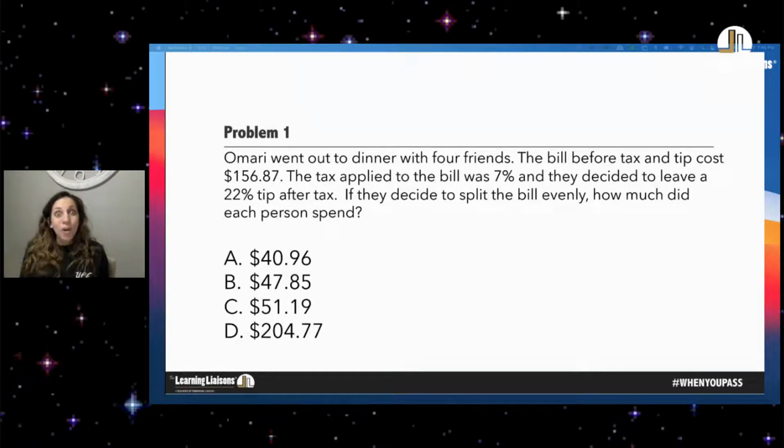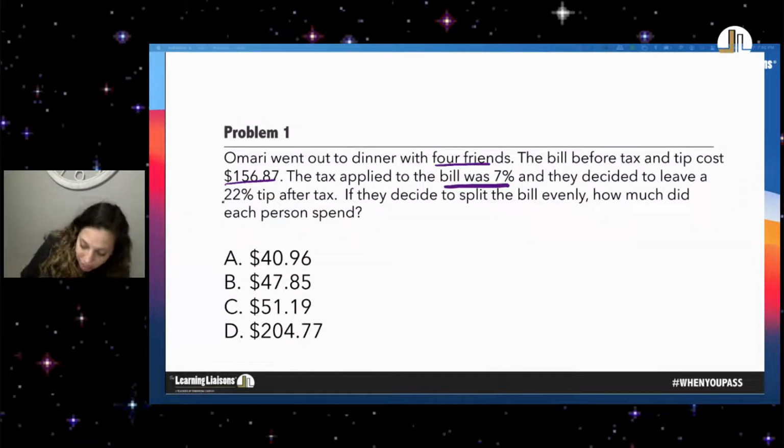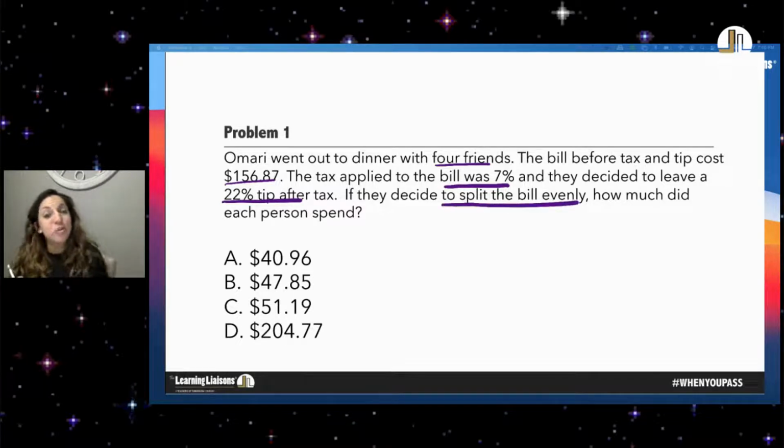Whew, there's a lot of information in this problem. We know that Omari went to dinner with 4 friends. We have the bill of just like their food, their drink. Then they tell us that we have tax. Then they tell us we have tip. And then they split the bill evenly. So what do I need to do first? I need to find the amount of the bill. So let's come up with a plan.